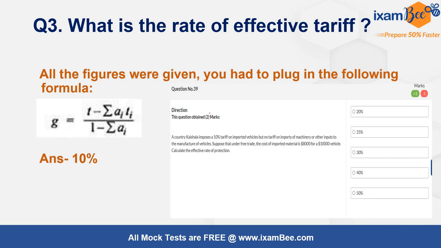Next question was on effective tariff rate. So effective tariff rate is given by this particular formula, where T is the nominal tariff, AI is the ratio of cost of imported input to the price of the final commodity, and TI is the tariff rate on the imported input. A similar kind of question was given in our mock test as well. Hope you got this right. In the question, all the figures were mentioned to you and you just had to plug in the figures to find out the effective tariff.